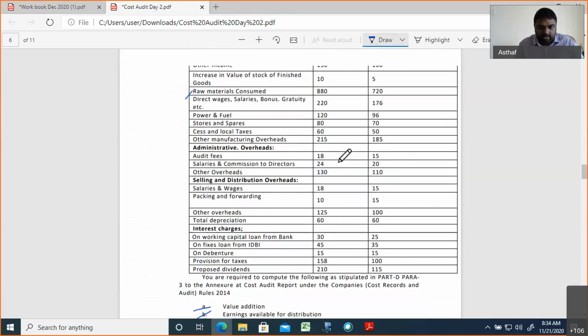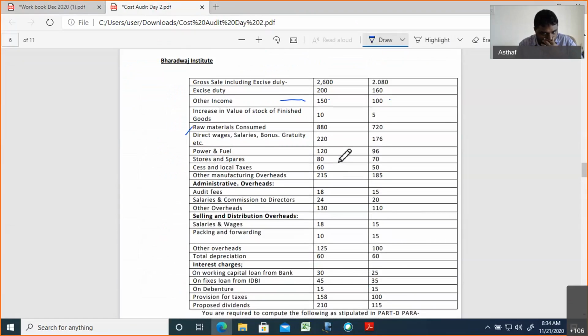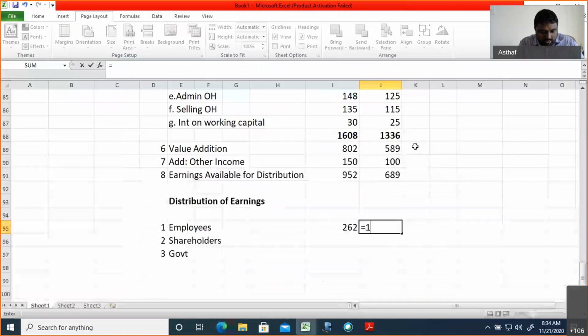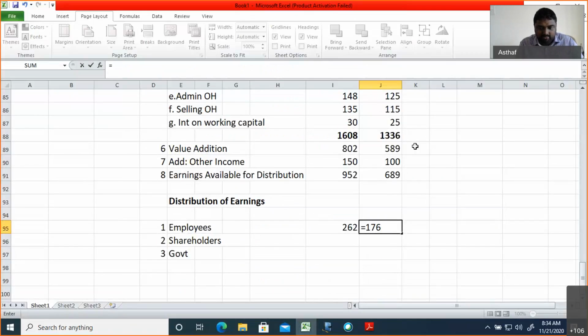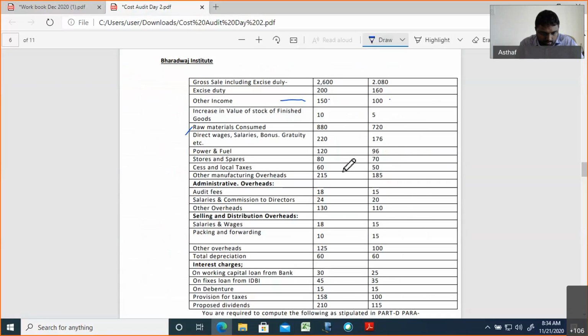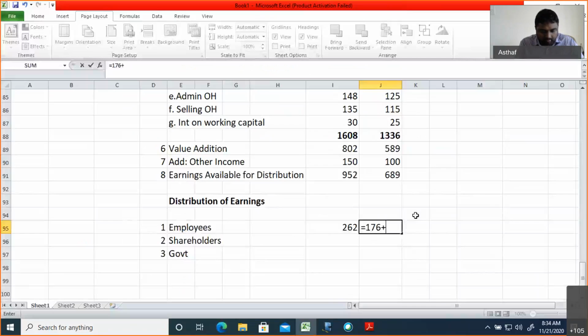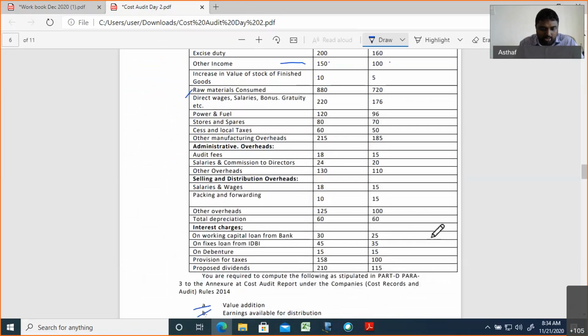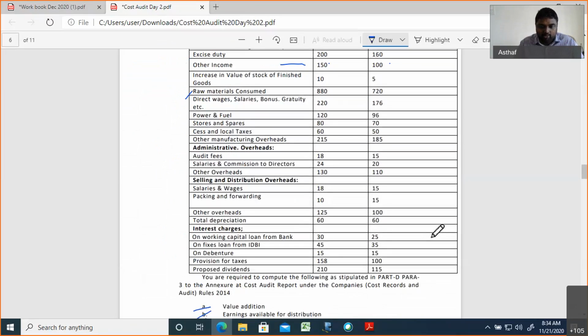So what is the next item? Next item, if you look here, 176 plus 20. So for your benefit, I am giving you the breakup also. 20. So I will share the Excel sheet with you.